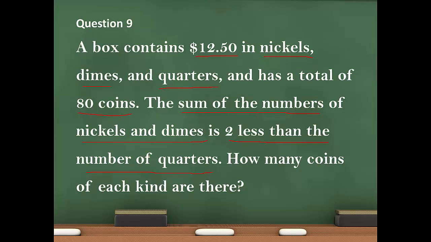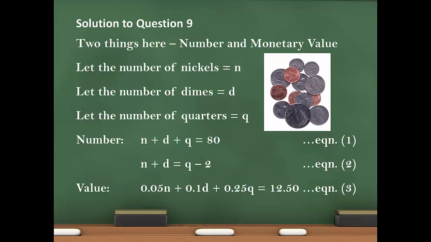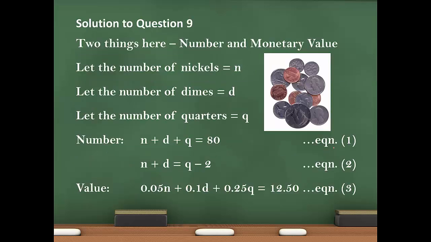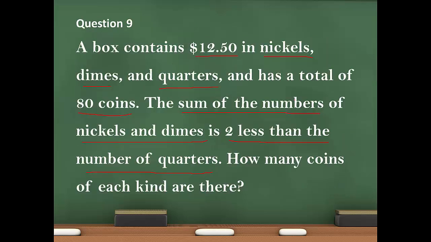Right? Let the nickels be N, let the dimes be D, and let the quarters be Q. So, of course, two things here. We are talking of the number and the monetary value. When we talk of the number, how many coins total? 80 coins. So N plus D plus Q is 80. That gives the equation 1. Then it says the numbers of nickels and dimes, so N plus D, is 2 less than the number of quarters. So N plus D is equal to Q minus 2.